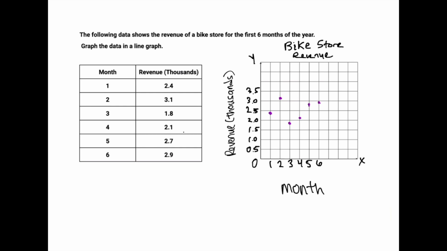Now we can connect our dots. And we have our line graph showing the sales in the first 6 months of the year. What month had the highest revenue? The second month did. What month had the lowest revenue? The third month had the lowest revenue. By plotting our data in a line graph, we can easily see the change in revenue over the 6 months.